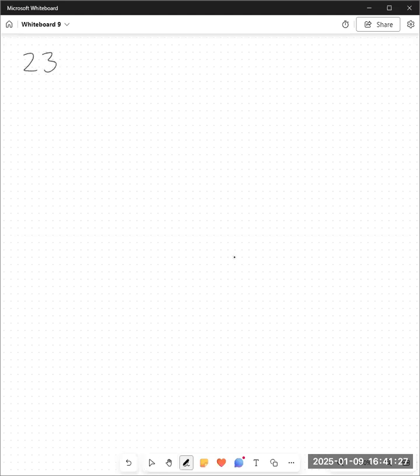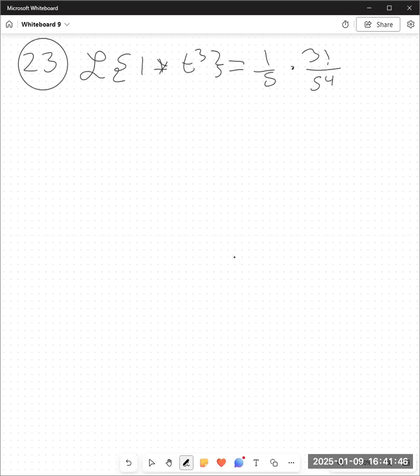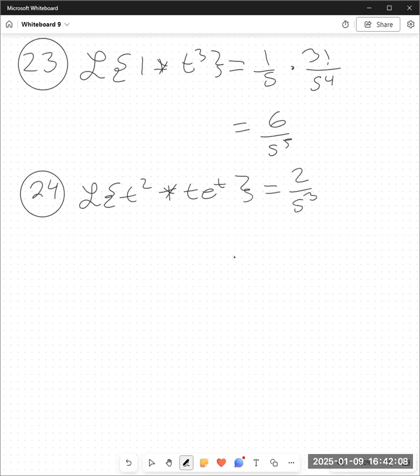23 asks us to find the Laplace transform of 1 convolution t cubed, which is going to be 1 over s times 3 factorial over s to the fourth, which is going to be 6 over s to the fifth. 24 is the Laplace transform of t squared convolution t e to the t, which is going to be 2 over s cubed times 1 over quantity s minus 1 squared, which is 2 over s cubed times s minus 1 quantity squared.